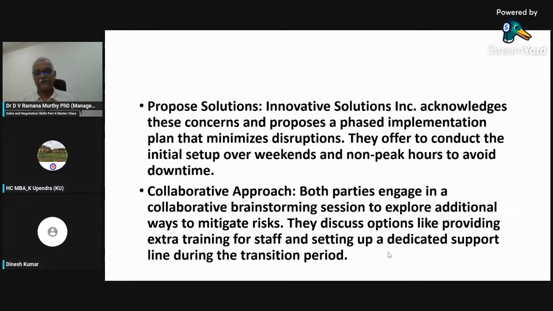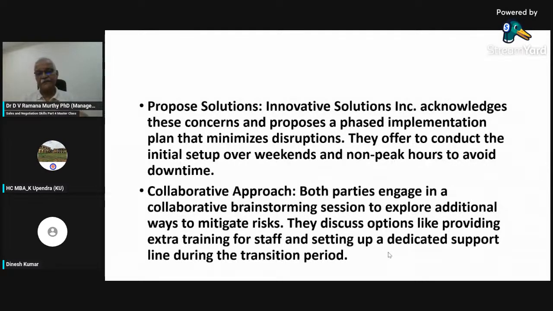And it is a collaborative approach. Both parties engage in collaborative brainstorming sessions on what best we can do. And it is the initiative of the salesperson, please note, the technology innovation company, to suggest to the global enterprise: what are the risks, how to mitigate them, what disruptions may take place, and how can you eliminate disruptions, etc.